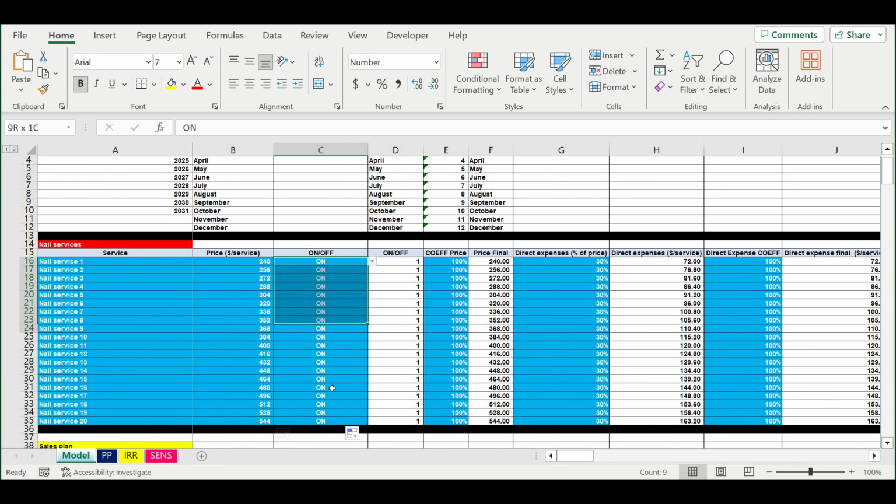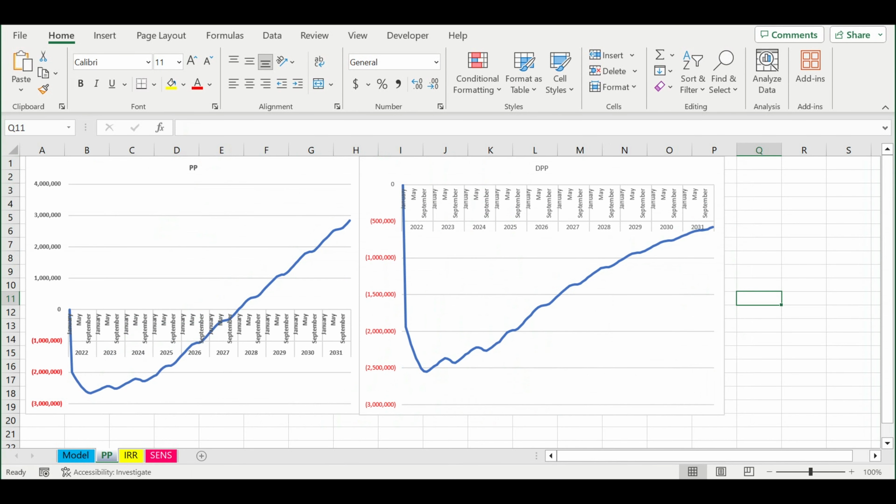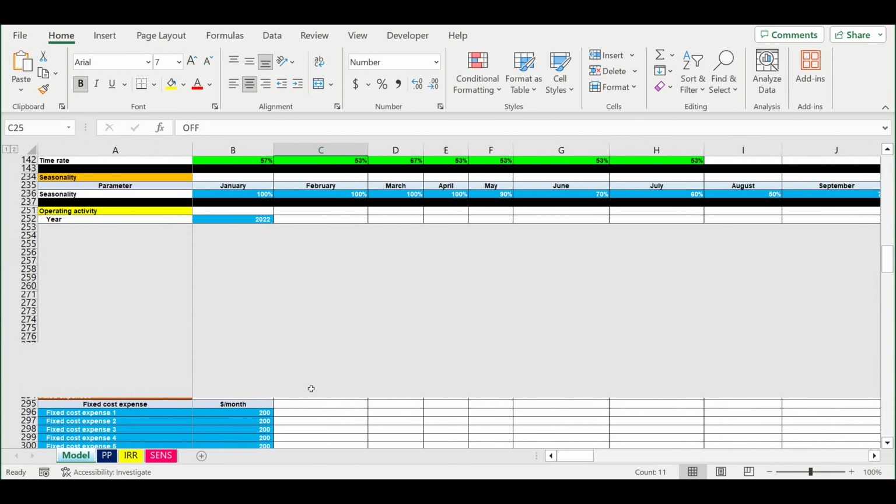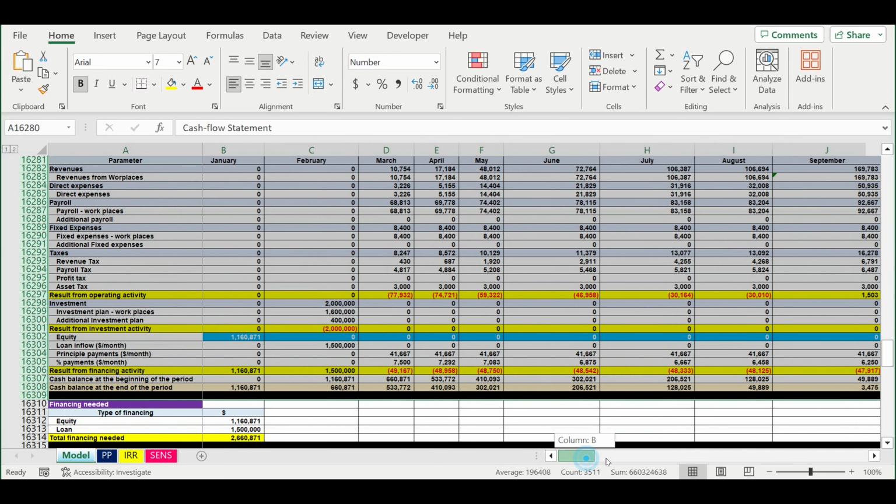It is very important for future scenario analysis to be able to switch on and off different services from calculations. This will show us the stability of our business idea. If we are too optimistic with this or that service, we can switch it off and see how the cash flow will look without it.